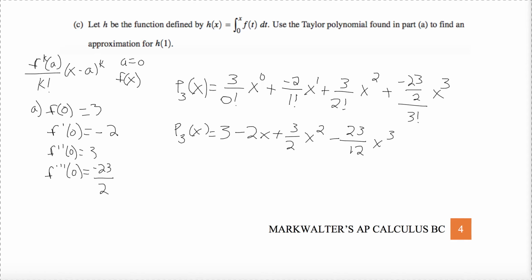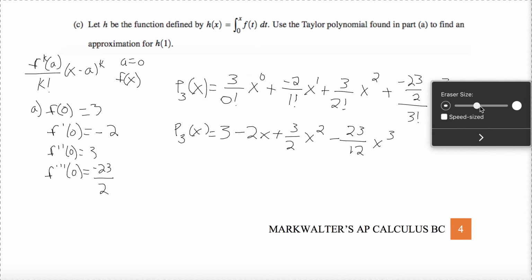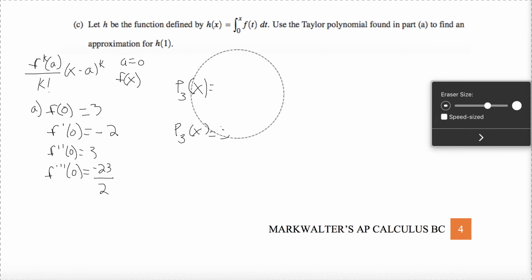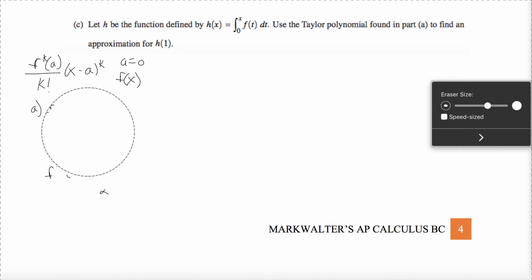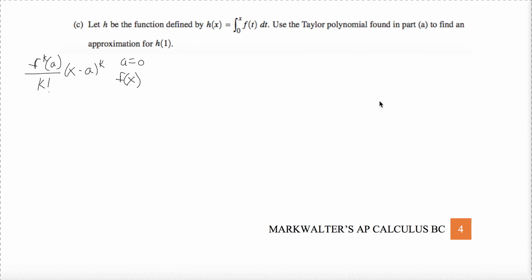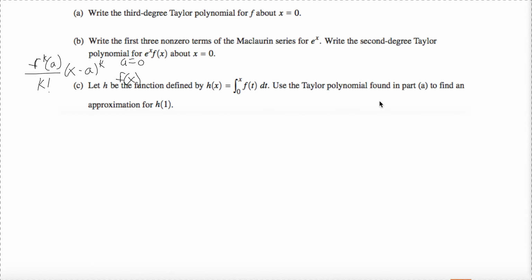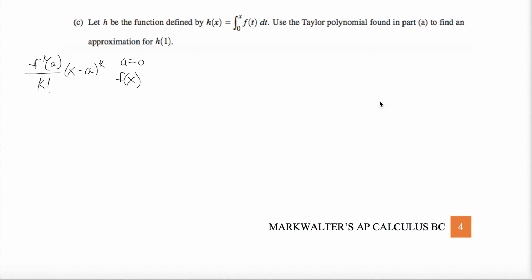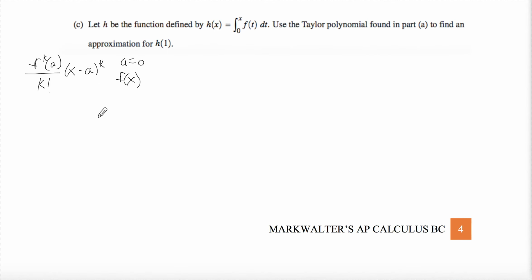All right, let's look at part B. I want to get a bigger eraser so I can keep my formula for things. So part B. What does part B say? Part B is another reason why it's important to just remember your certain Maclaurin series. Part B says, write the first 3 non-zero terms of the Maclaurin series for e to the x. Okay, we can do that. That's easy. For B, we want the first 3 terms of the Maclaurin series for e to the x.